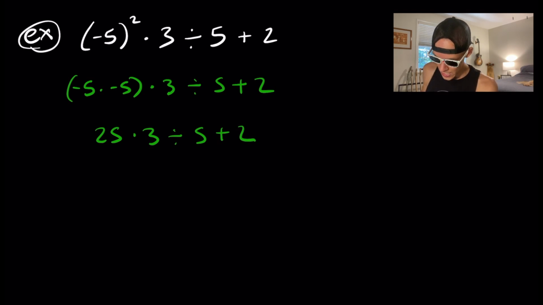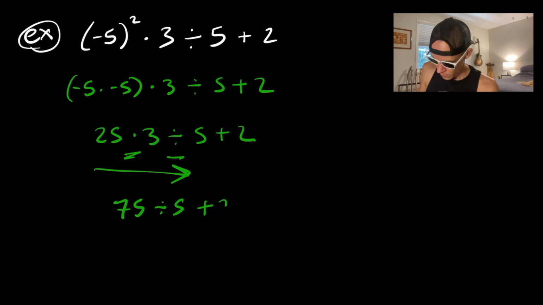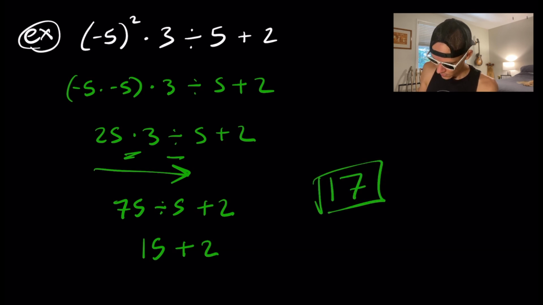25 times 3 is, well, again, we do multiplication before the division because we go left to right. So 25 times 3 is 75, and then divided by 5 and plus 2. So 75 divided by 5, that'll be 15. So 15 plus 2 is going to be 17.